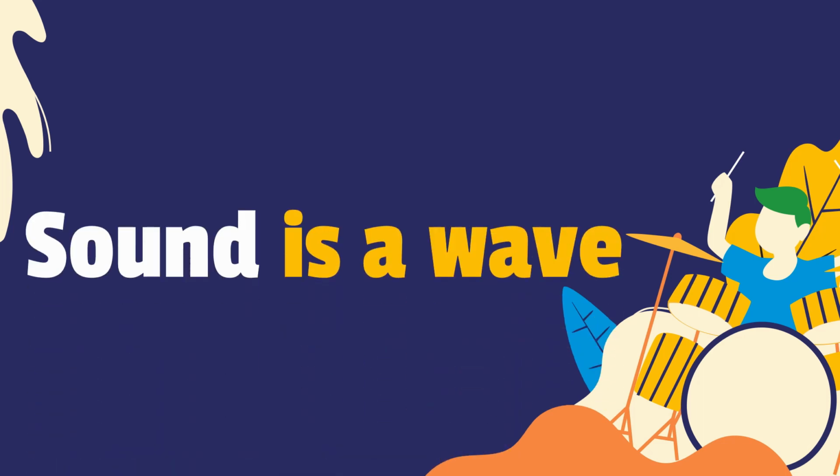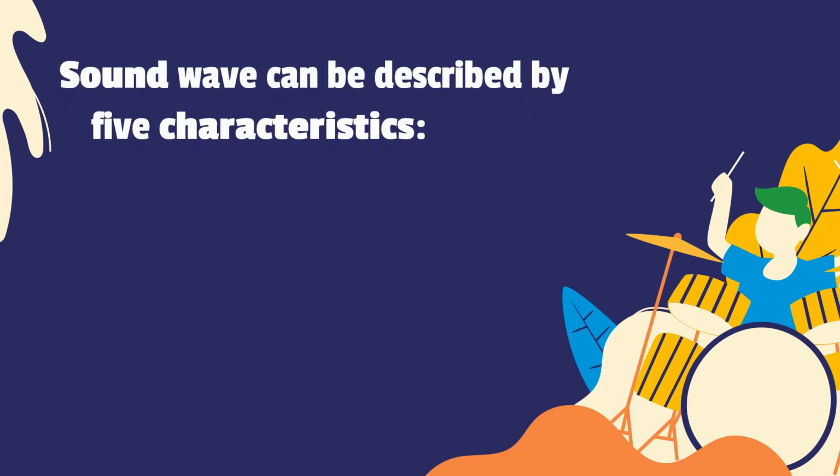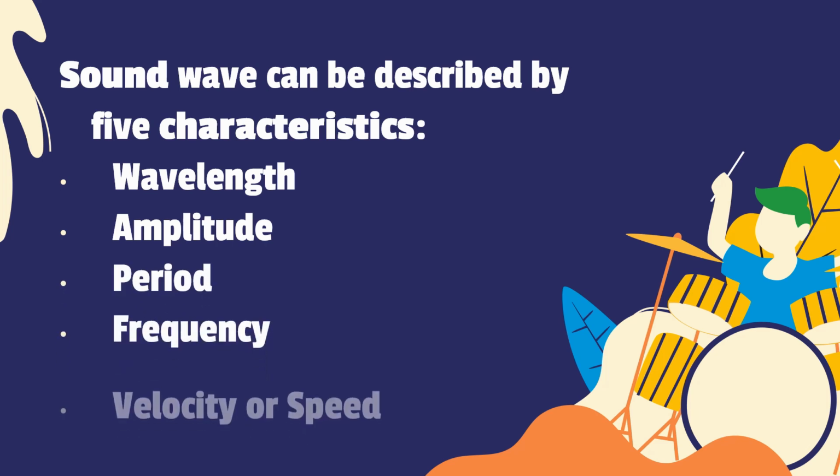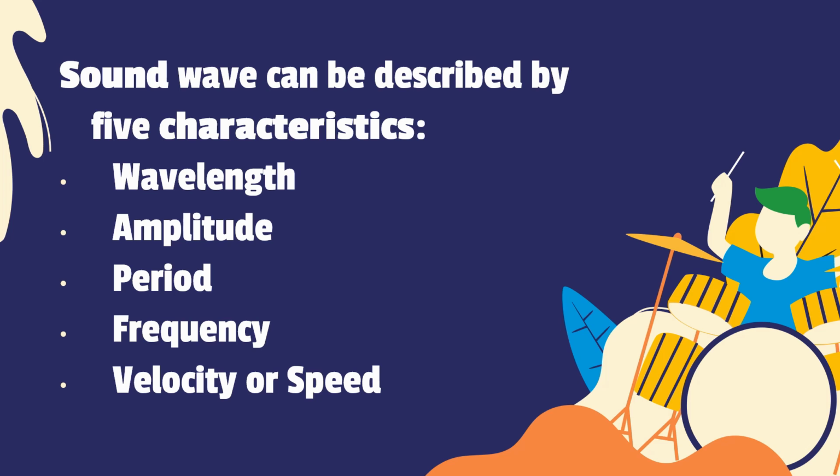Since nalaman na natin kung ano ang ibig sabihin ng sound or tunog, pagdating sa science, specifically sa physics, ang sound ay isang wave. So meaning to say, sound is a wave. Sound wave can be described by 5 characteristics. You have the wavelength, the amplitude, the period, the frequency, and the velocity or speed. Meaning to say, these are the characteristics of a sound wave.